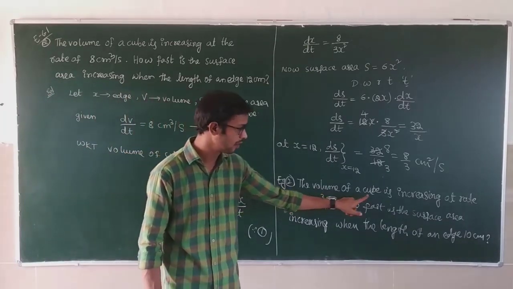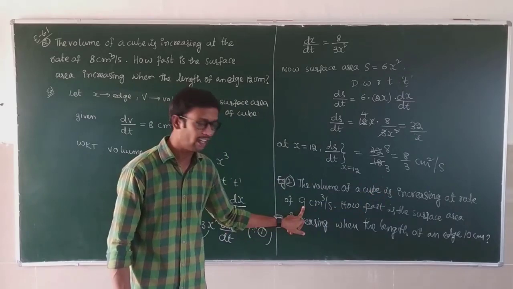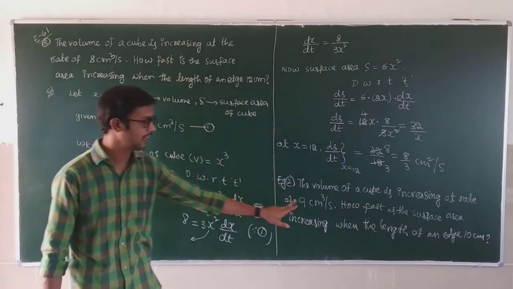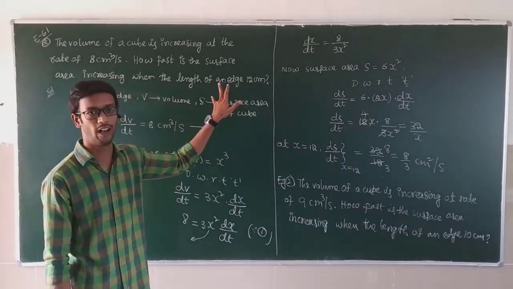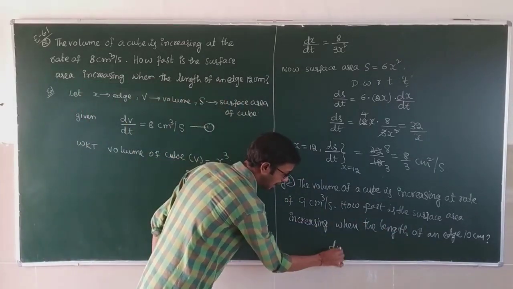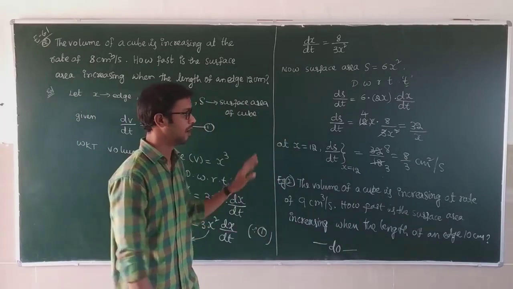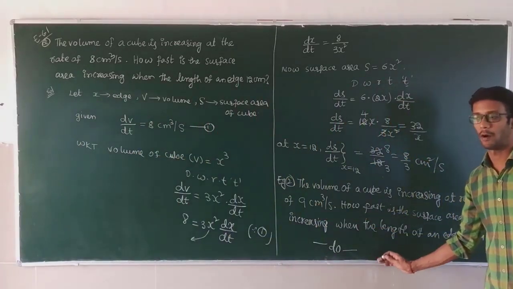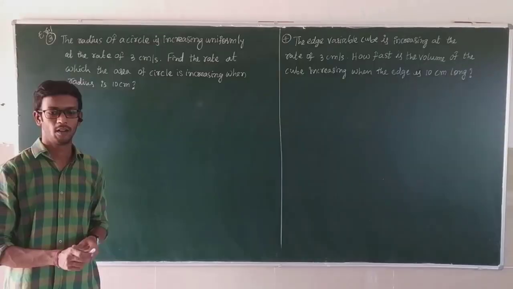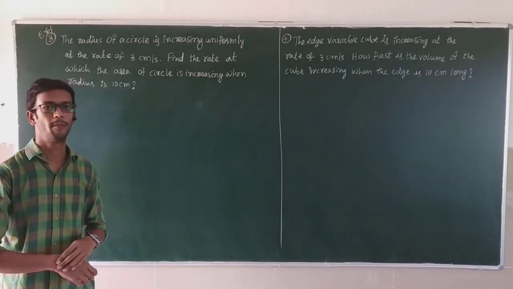So, example 2 problem. The volume of the cube is increasing at 9. Here 8 was given, here 9. And the edge is 10 centimeter. Here the edge is 12. So take this one as homework. Pause the video to note down this problem and leave space for it. Do it yourself.